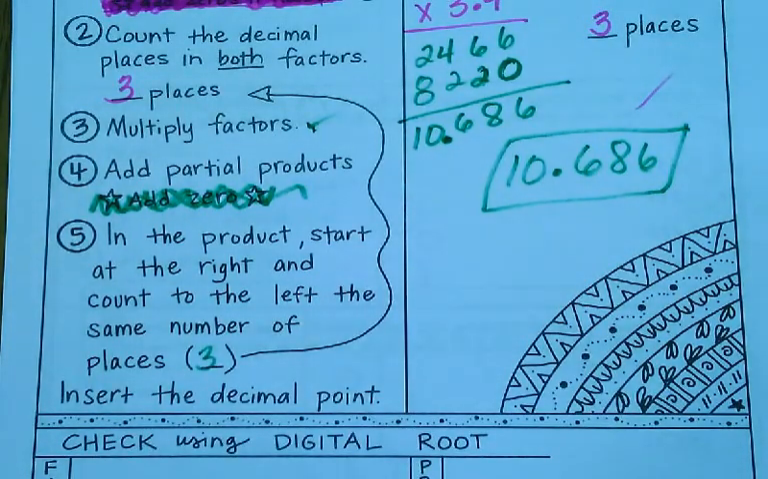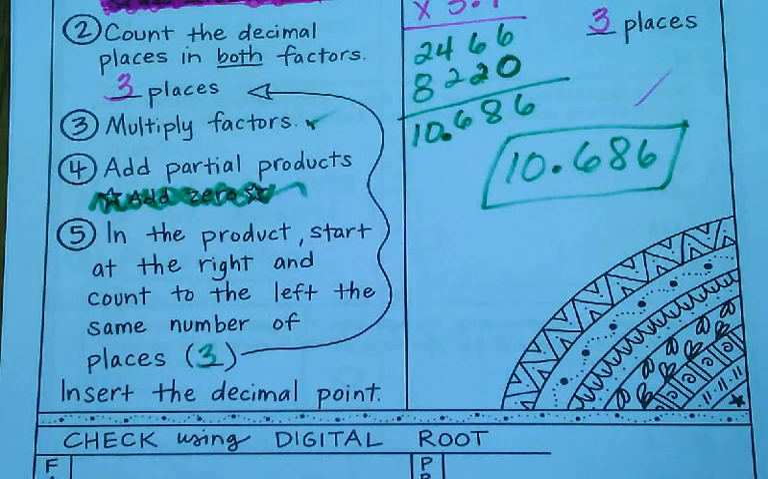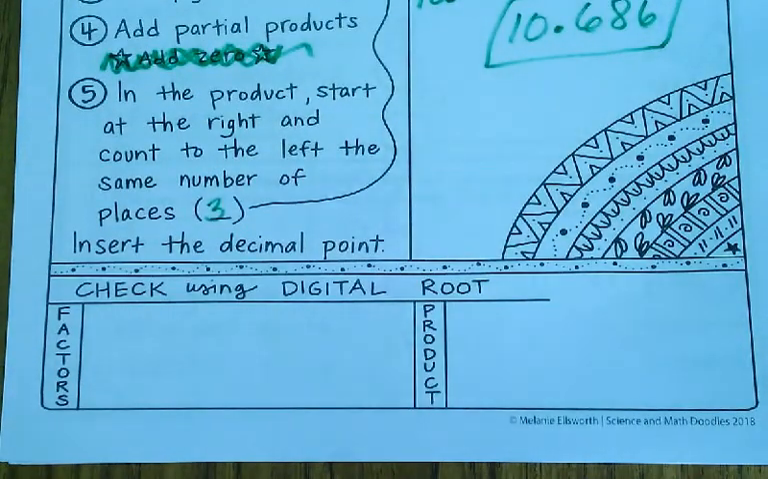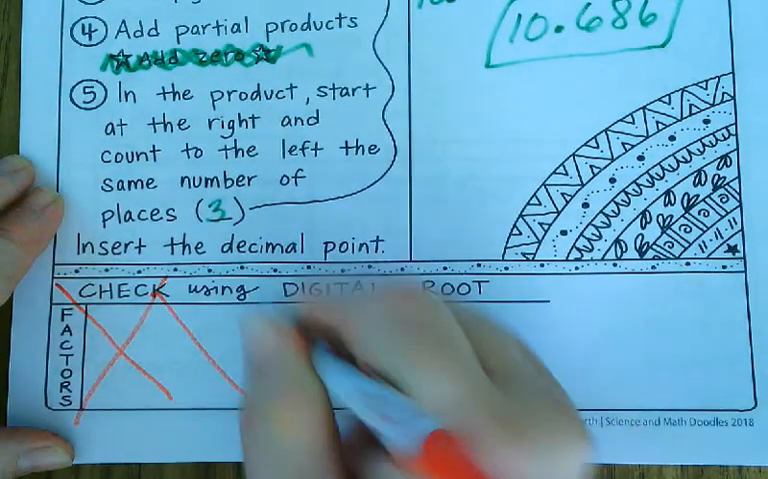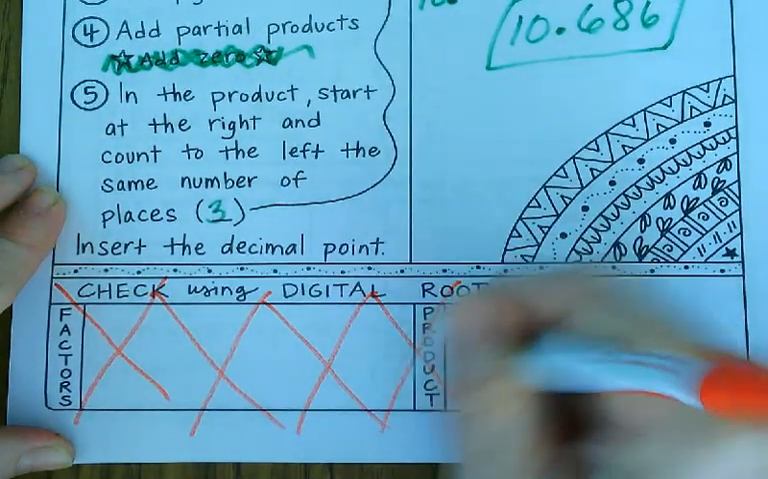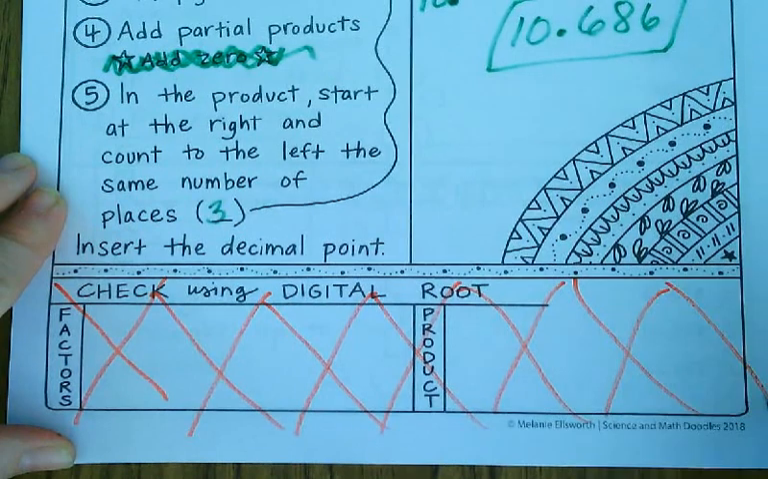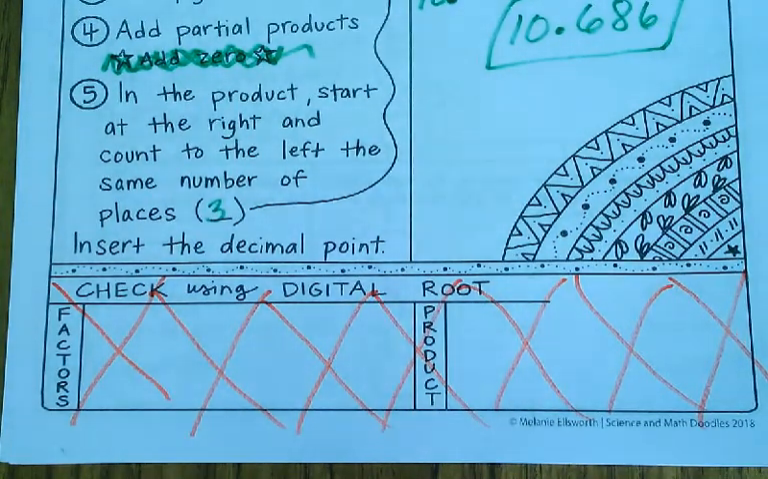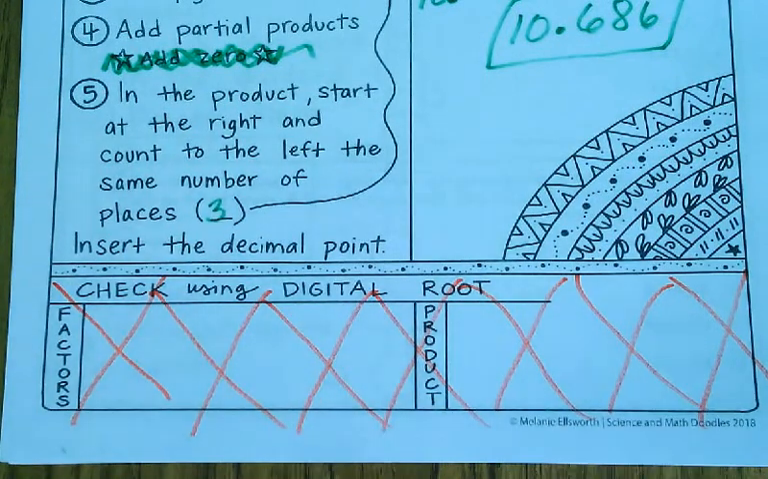Okay. Now, down at the bottom, it says check using digital root. Guess what? This is not anything that a 6th grader needs to know how to do. That's okay. So, the whole bottom part's not something a 6th grader needs to know. You're going to take care of it later. So, just flip.